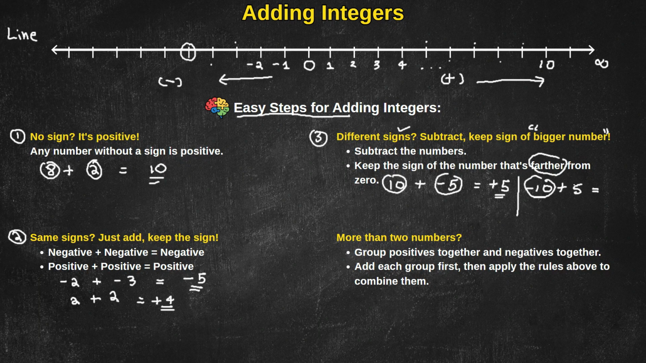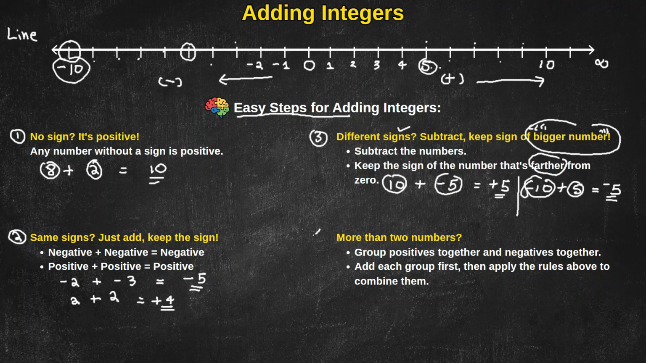If we look at another example, negative 10 plus 5. Different signs, we subtract. 10 minus 5 is 5. But negative 10 will be around here. Around here. And positive 5 will be around here. You see, negative 10, look closely, is farther away from 0. So we will take that sign of that number, negative 5. Or simply just subtract and take the sign of that bigger number that you see.